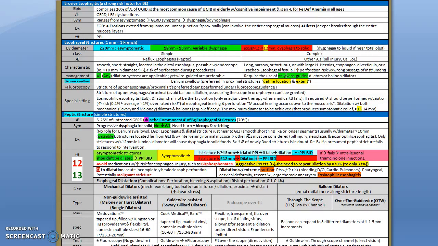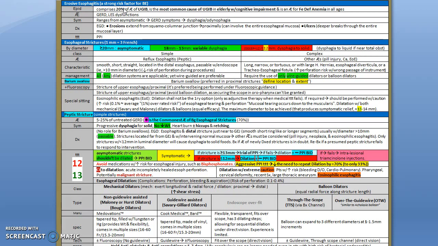Now we have discussed GERD. Let's discuss the most common complication of GERD, which is the esophageal strictures. First, let me remind you with the erosive esophagitis.